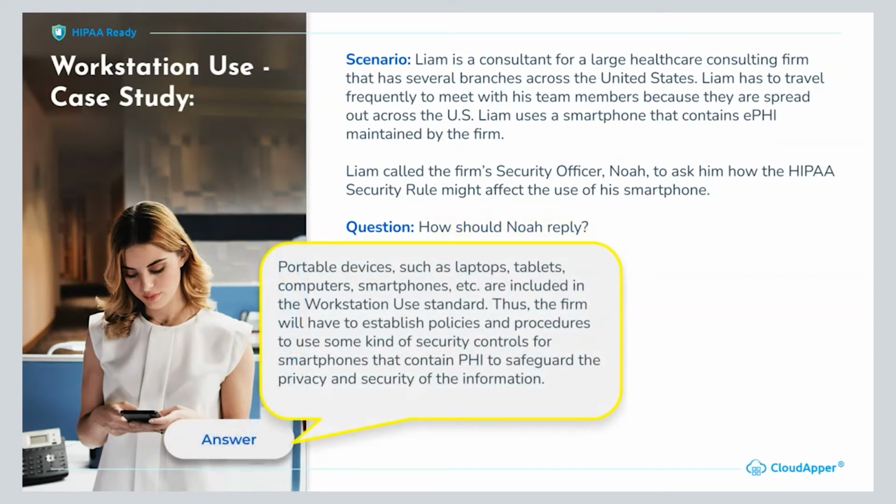Portable devices such as laptops, tablets, computers, smartphones, etc. are included in the workstation use standard. Thus, the firm will have to establish policies and procedures to use some kind of security control for smartphones that contain PHI to safeguard the privacy and security of the information.